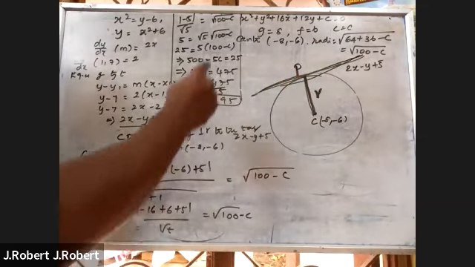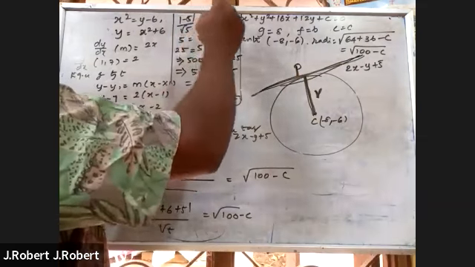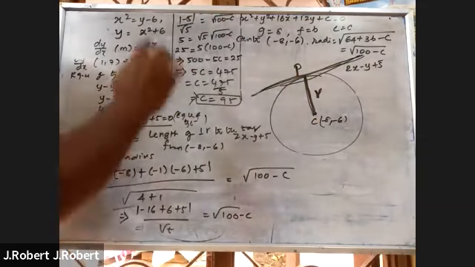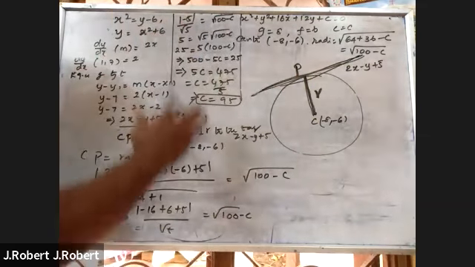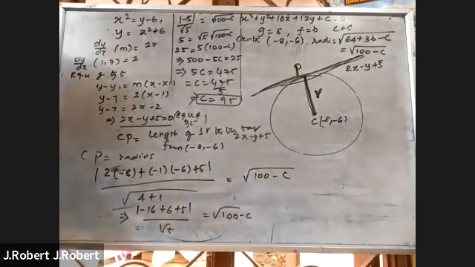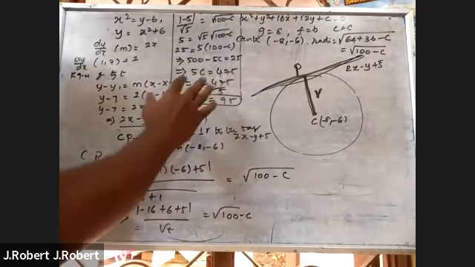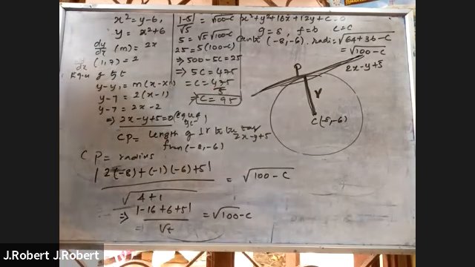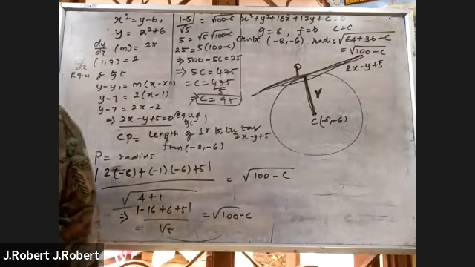Simplifying, we get modulus of -5 divided by root 5 equals square root of 100 minus c. Bringing the modulus out, we get the positive value 5; root 5 into root 100 minus c. Squaring on both sides, we get c equals 95. Please take down. We will move on to the next problem.